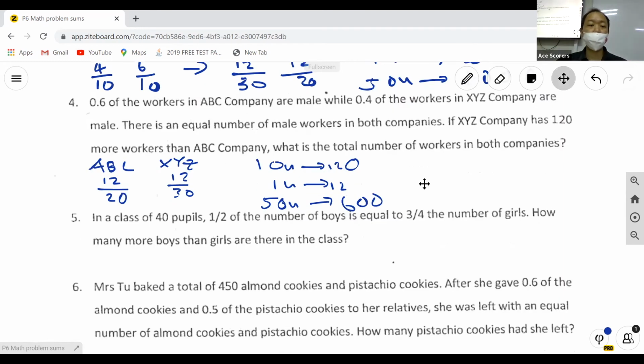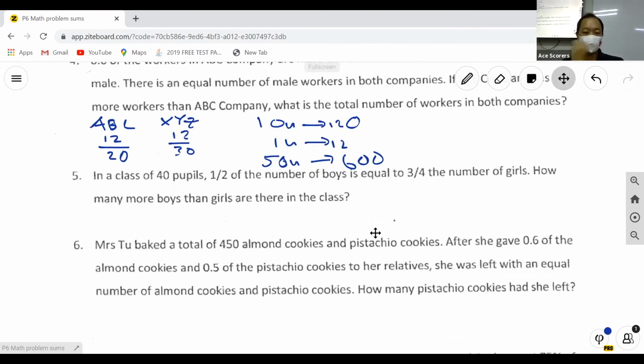Next one. So in a class of 40 pupils, half of the number of boys is equal to 3/4 the number of girls. So half of the boys is equal to 3/4. So we are referring to the numerator again. So I need to make the numerator the same. That means for boys is 3 over 6, and the girls 3 over 4. Right? So half means referring to the numerator. The 3 is referring to this 3.